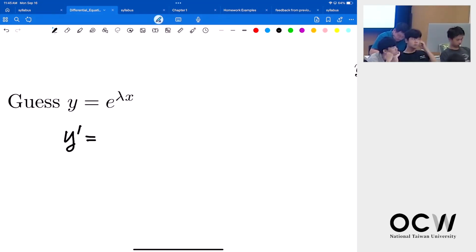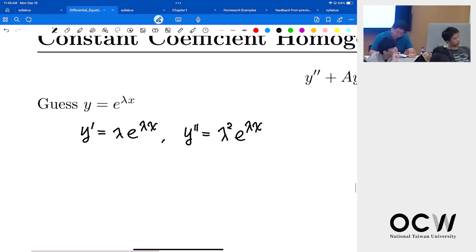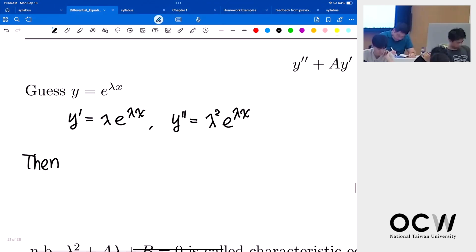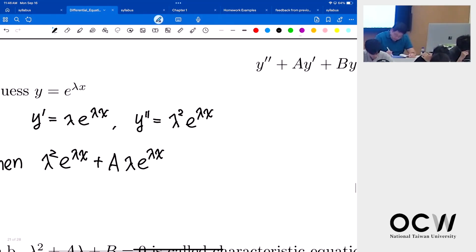y prime is lambda times e to the lambda x, and y double prime is lambda squared e to the lambda x. Then, plugging in, lambda squared e to the lambda x plus a times lambda e to the lambda x plus b times e to the lambda x equals 0.